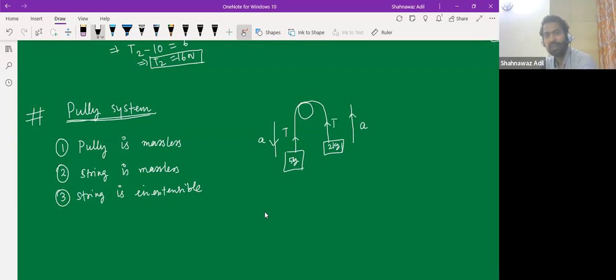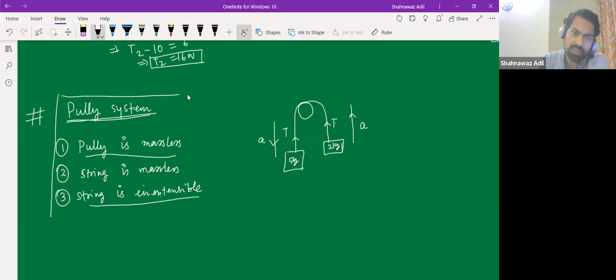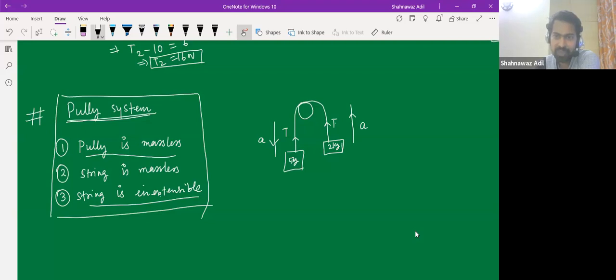Whenever these are massless, the tensions are the same, right? And since the string is inextensible, they are moving with the same acceleration. And if the pulley is massless, that confirms there is no net force at this point. So the tensions are always the same. These are the three conditions for a pulley system. Is that clear? Yes, sir.